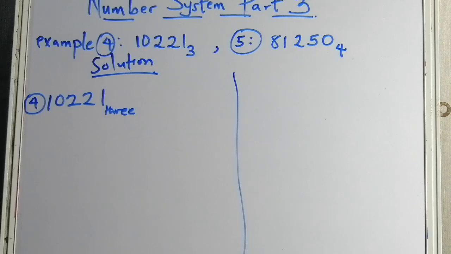So what are we trying to do here? We're trying to buttress what we mentioned in number system part 1. What did I say? I said we're trying to raise the base to its power. And what is the base here? The base here is 3. And at the same time, this shows that we are converting to base 10.